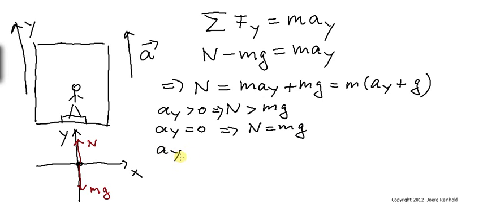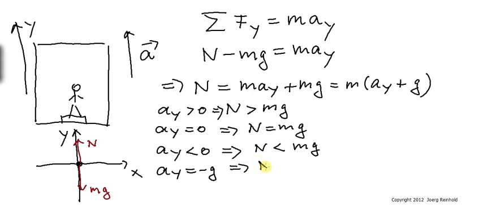Should a_y be less than 0, that means it is negative, the elevator is accelerating in the downward direction, then the normal force and the reading of the scale is less than the weight. Should the acceleration be minus g, that means essentially the elevator is in free fall. In that case, the normal force will go to 0.